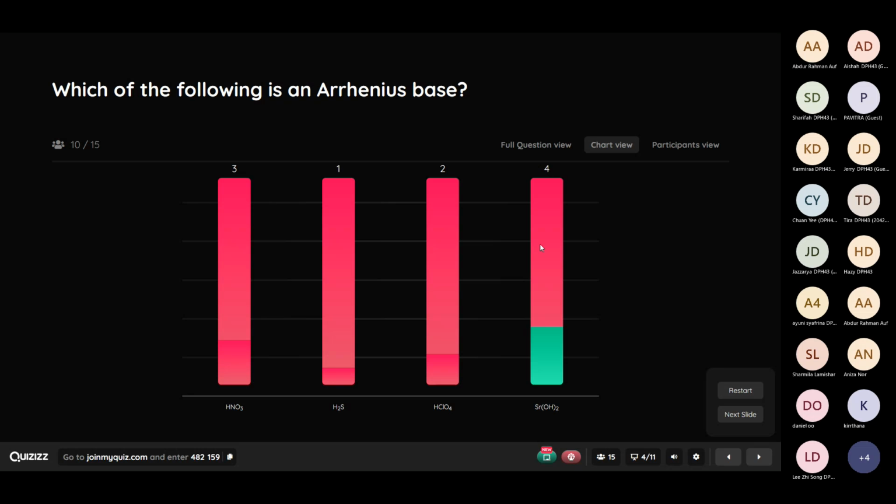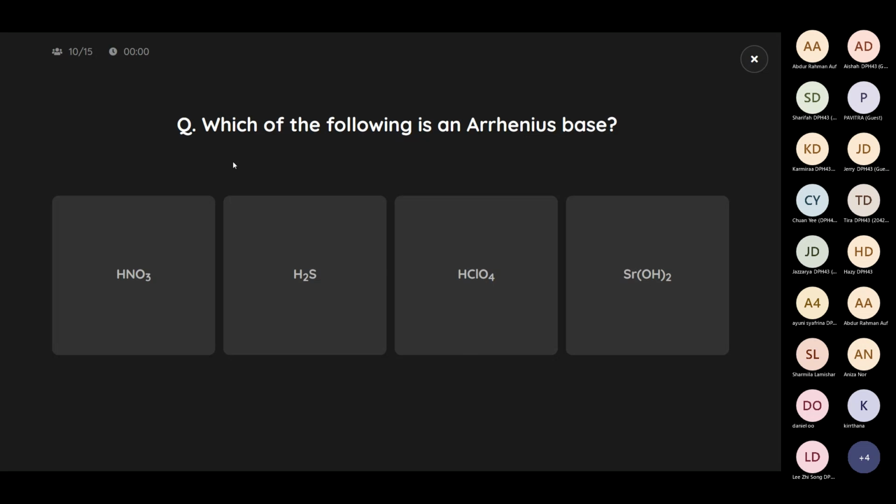So 4 people. There were 10 people who answered just now, only 4 answered correctly, 6 got it wrong. As per the definition of Arrhenius base written in the slide earlier, a base is anything with OH in the formula. So look here, HNO3 has no OH. H2S has no OH. HClO4 has no OH. So all of these are acids.